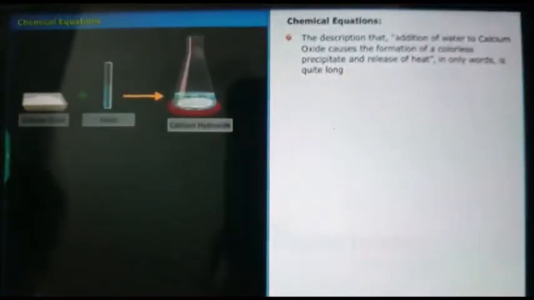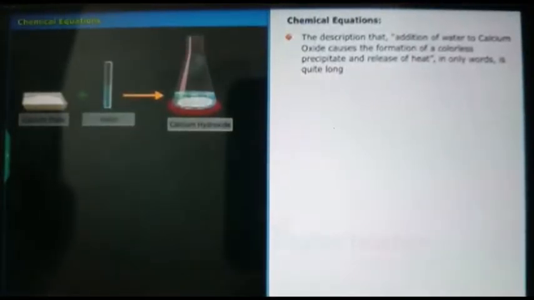In our first part, we learnt about what a chemical reaction is. Let's talk about what a chemical equation is and how to write a chemical equation.